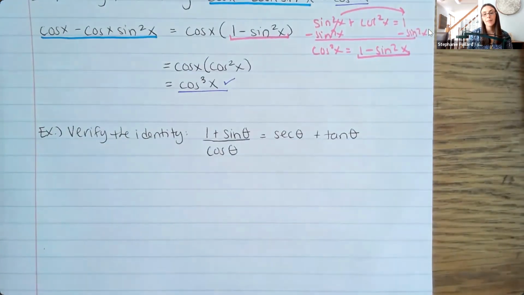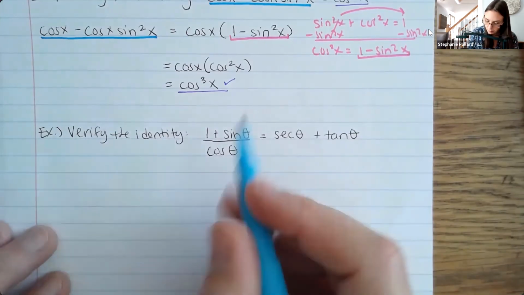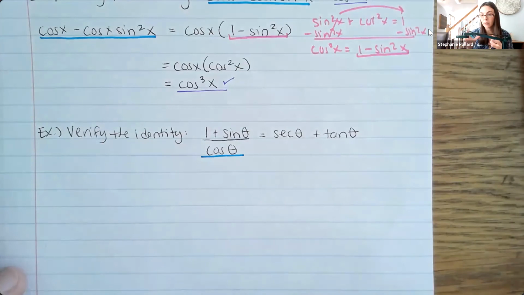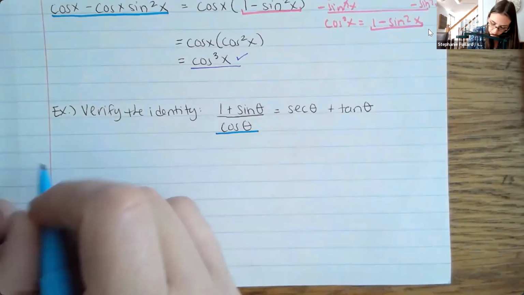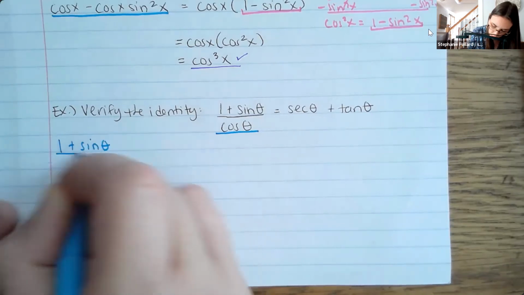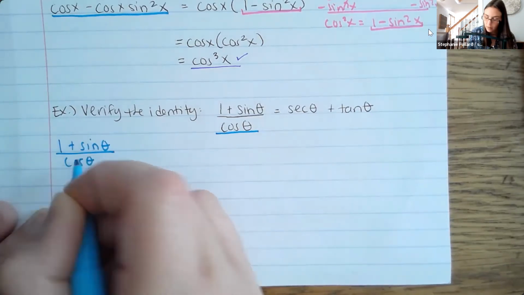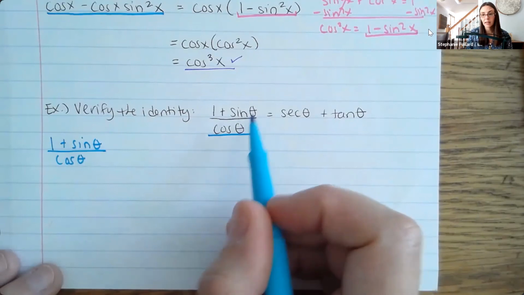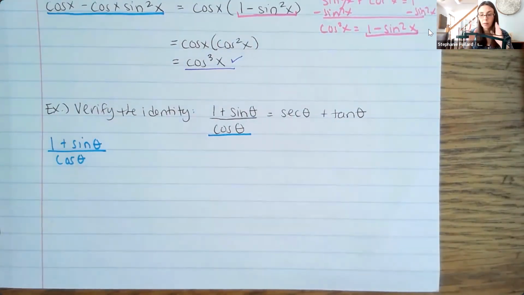Okay. Now for this one, I think you could really start on either side here. They both have a little bit going on. So I'm just going to start with the left side, but I think you could really take this from either side and work either way. So I'm going to start with 1 plus sine theta over cosine theta. Now, theta is fine. It's just also x. It doesn't matter. Whatever variable you're using there is perfectly fine.